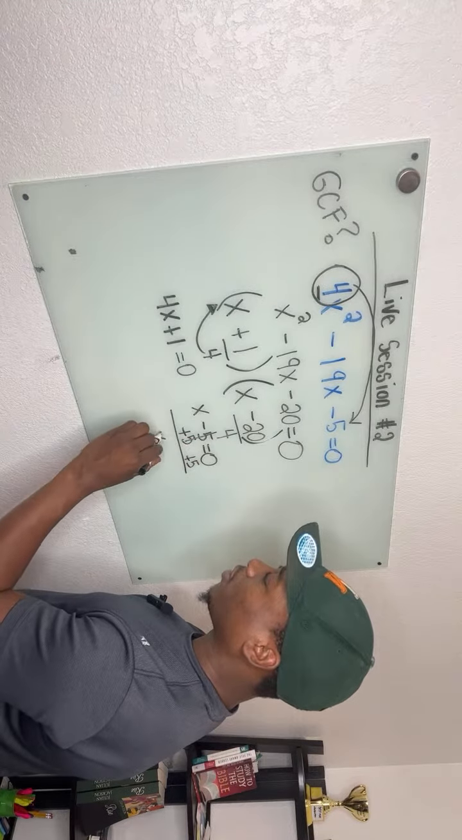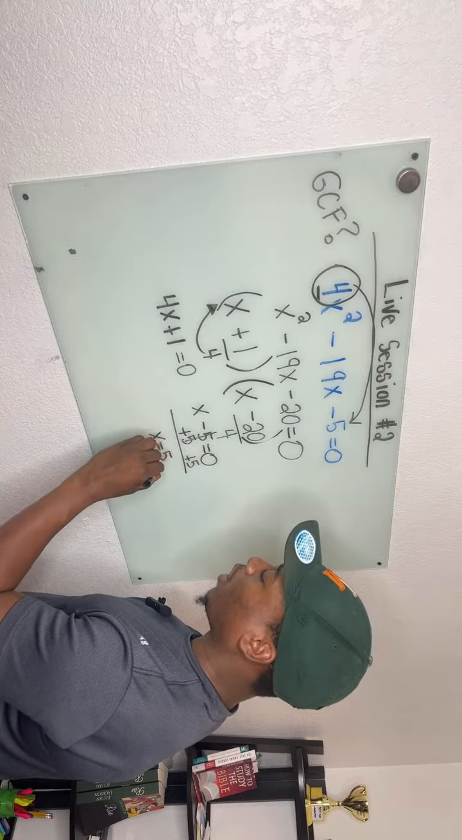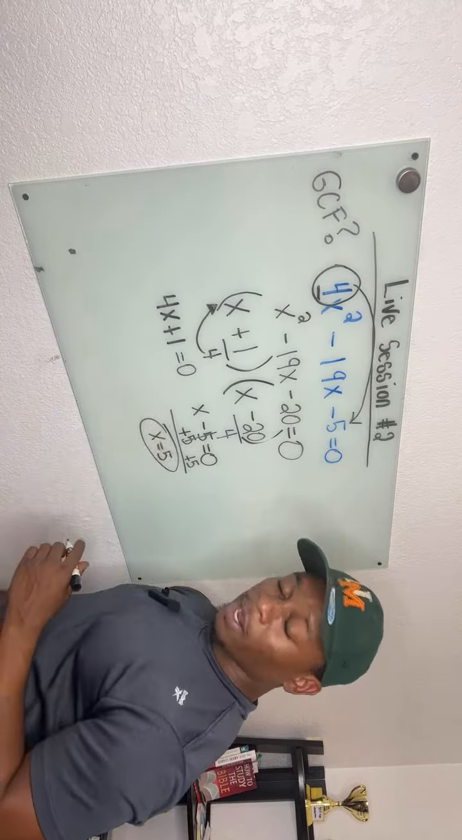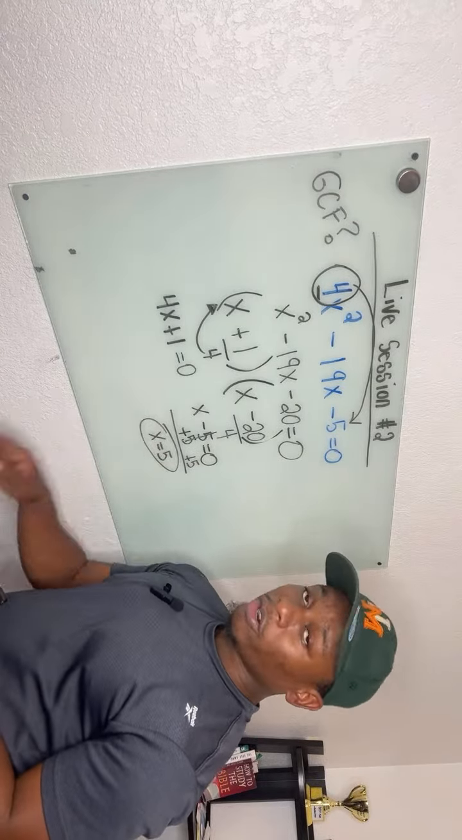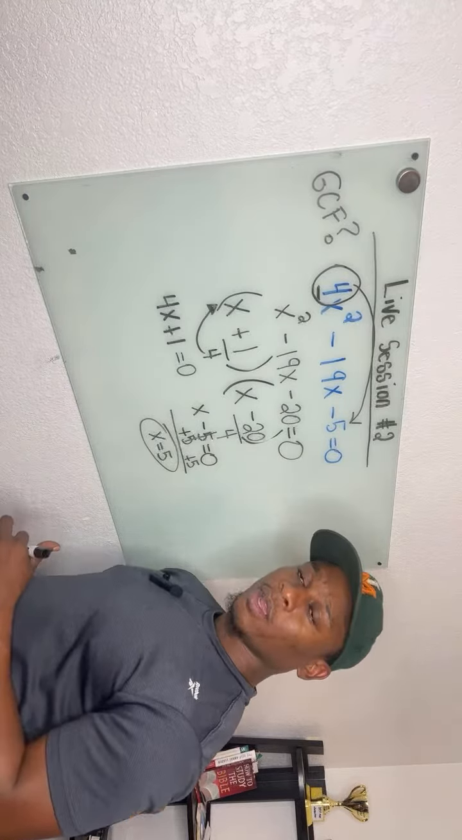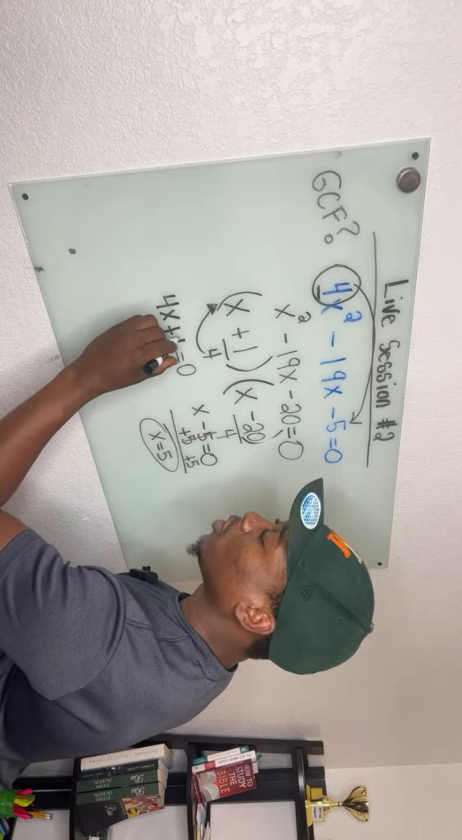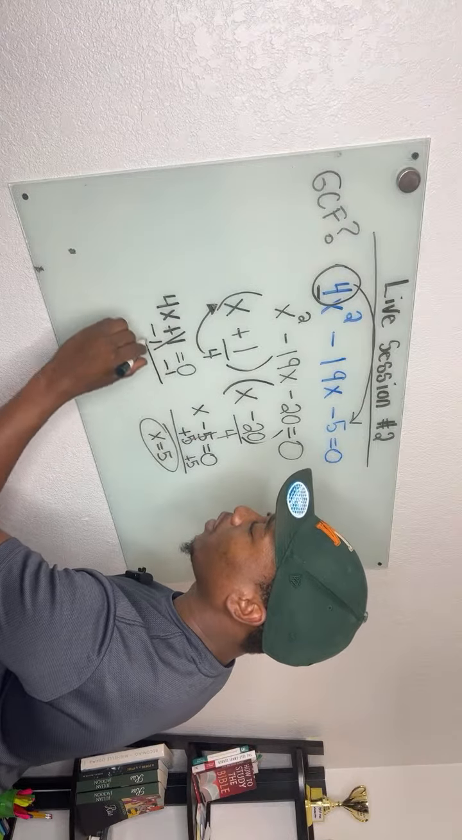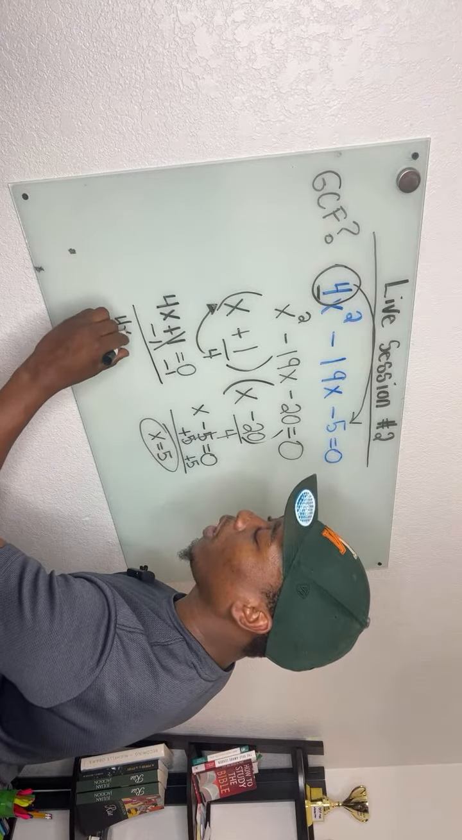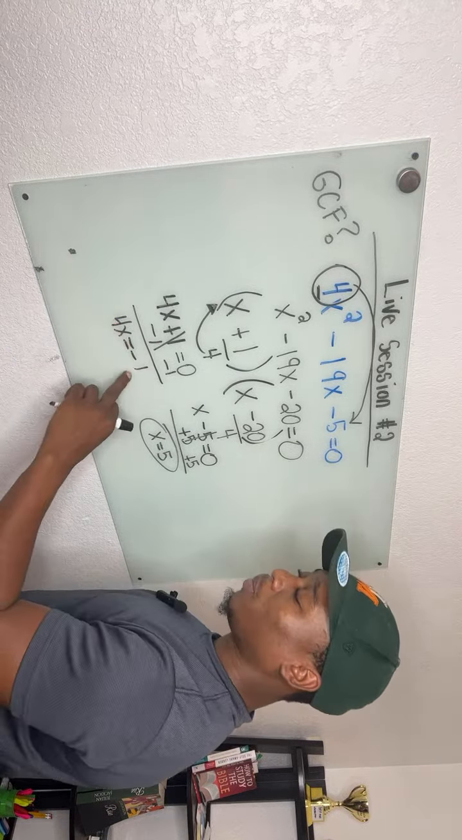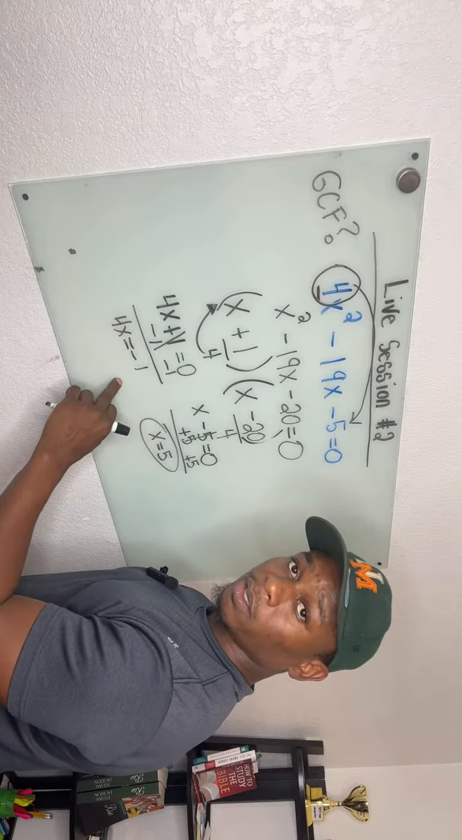So my first answer is x is equal to positive 5. All right? And now we're going to take our attention back to this. We set both of them equal to 0. So let's solve. We're going to get 1 on the other side, because the variable and our constant have to be on opposite sides of the equal sign, okay?